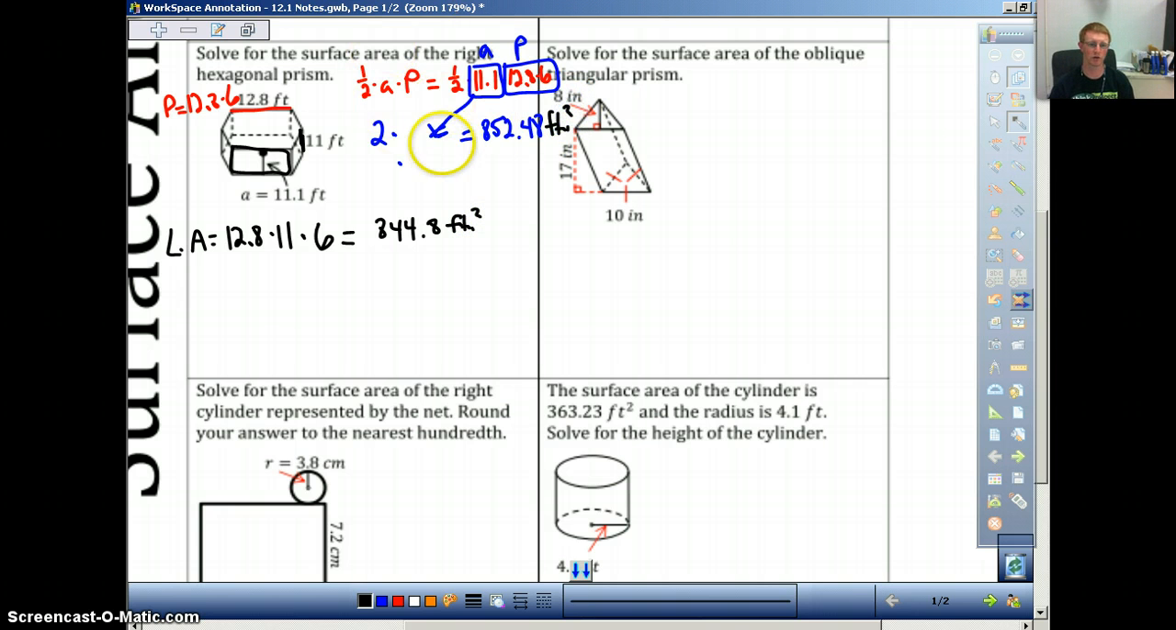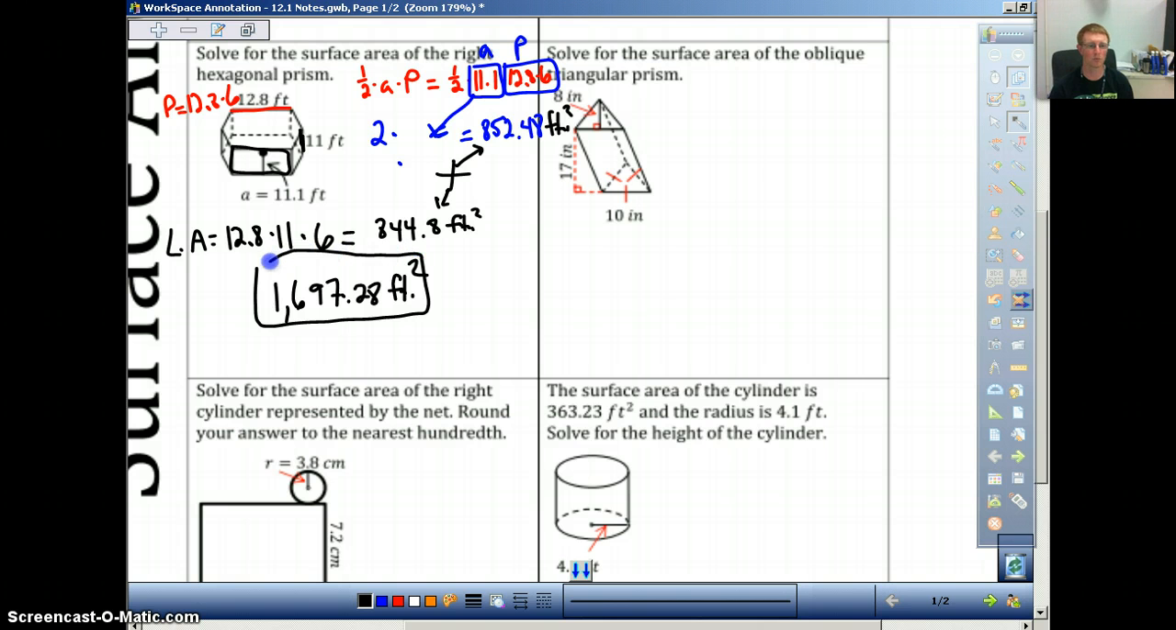So here's what you're going to do. To get the total area, we just add these two. So add those two up and we get a total of 1,697.28 feet squared.